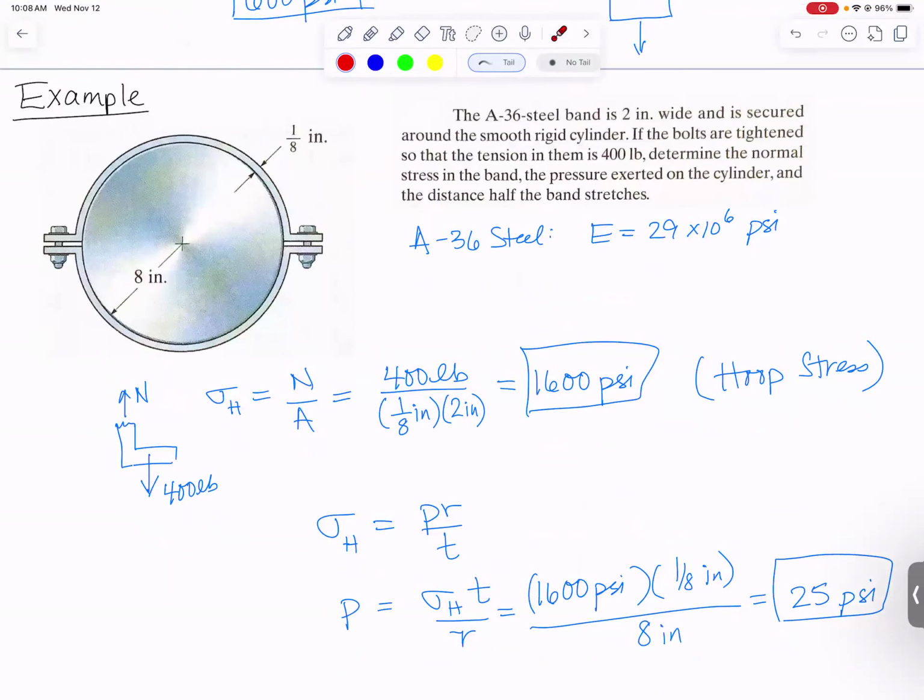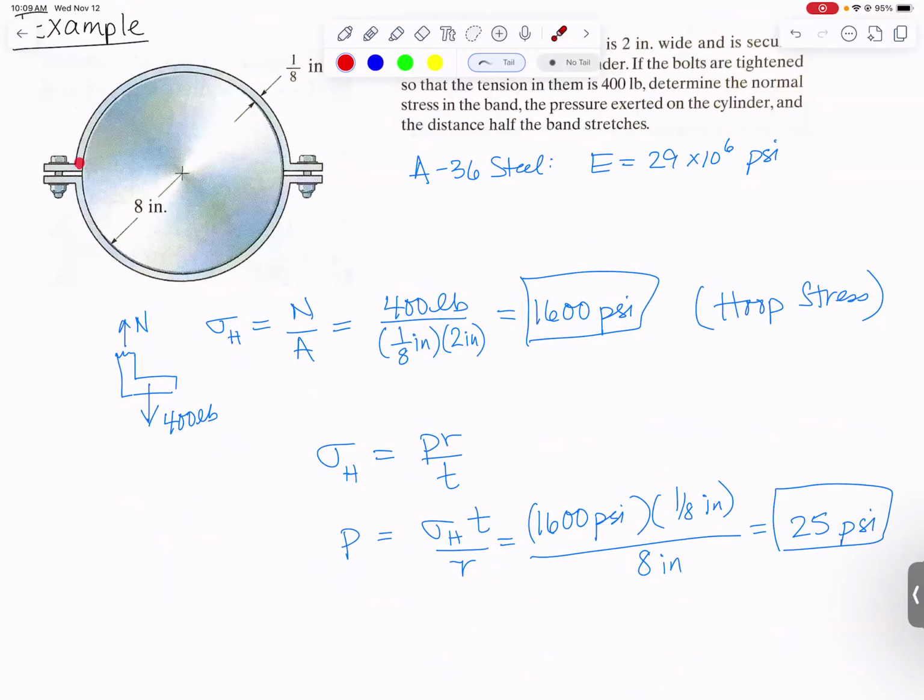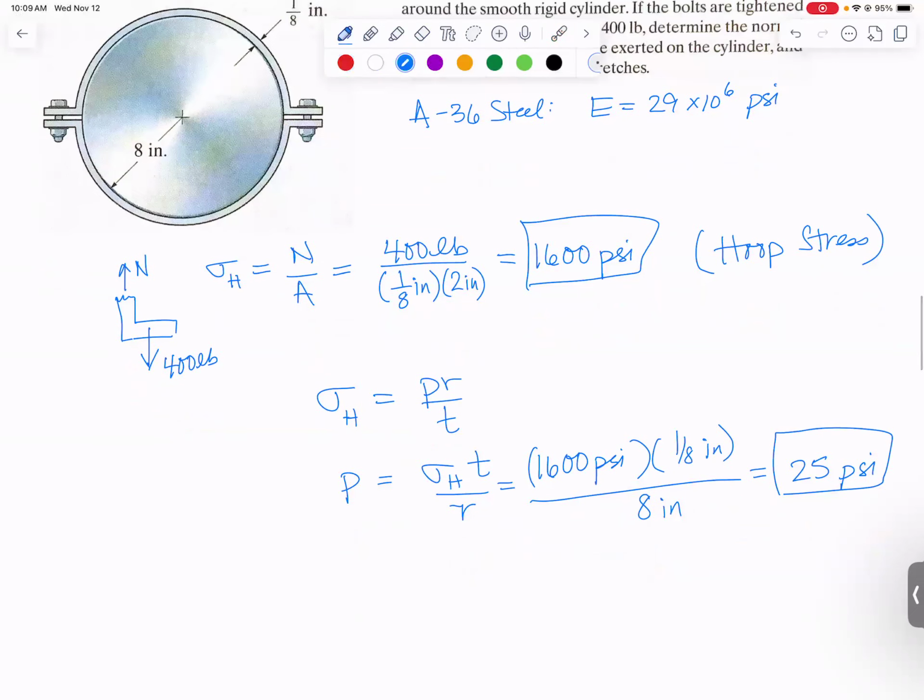Last part of the question, we're supposed to find the distance half the band stretches. So the idea would be that this band would have been a little bit shorter, but because you're pulling both sides with a big 400-pound force, it's going to stretch out. We're going to treat this, even though it's curved around here, like it's more or less straight. And so what we're trying to do is figure out the little length change of what's effectively a long strip of material. You guys remember that equation from a while back in the semester?